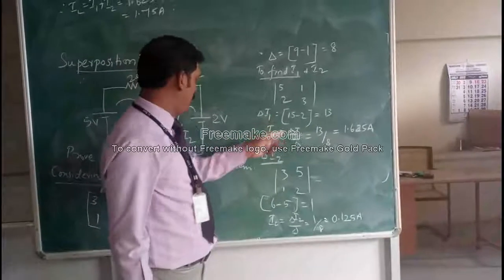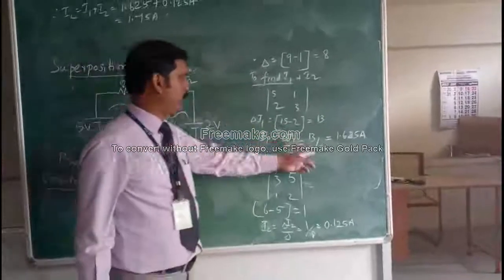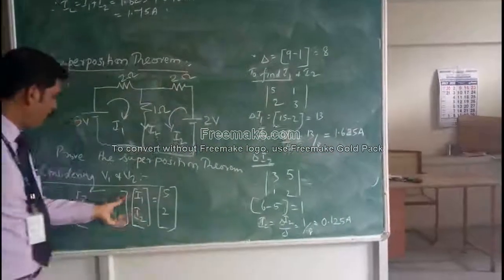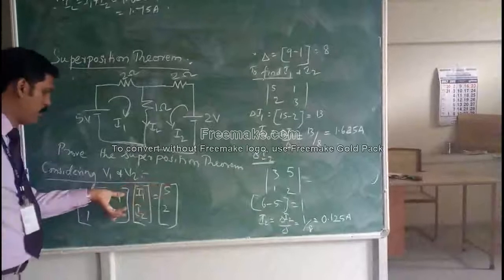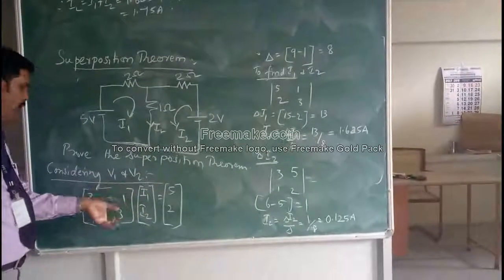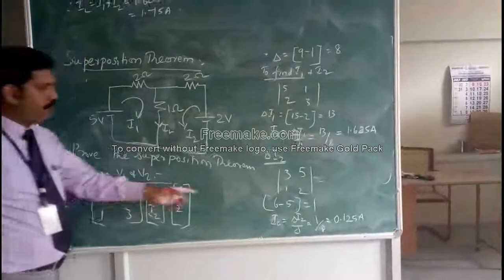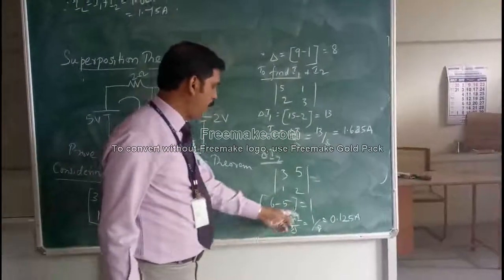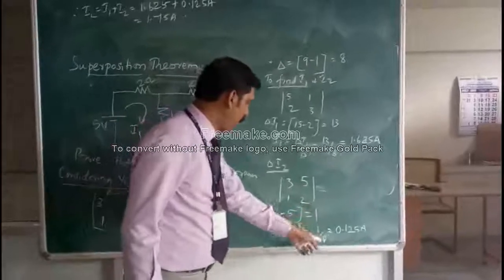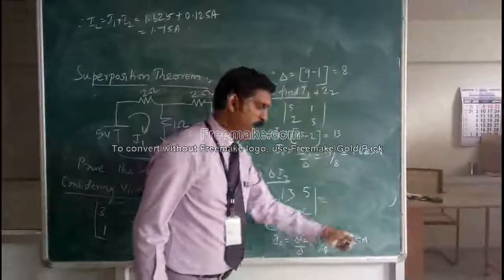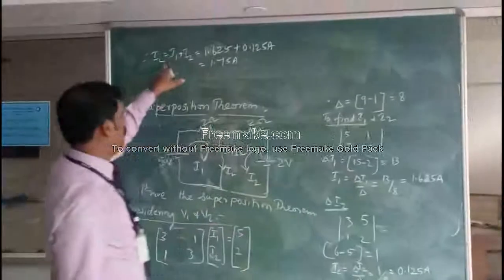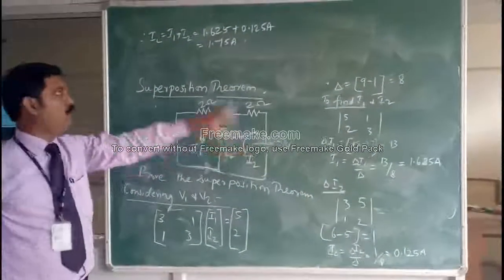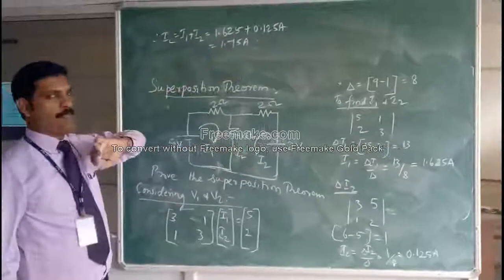So I1 is equal to del I1 divided by del, 13 by 8, which is 1.625. Now again I2, if I want I2, I have to replace this element with these voltage column elements. So 5 2 I substitute here, again it comes 6 minus 5. So the determinant value 6 minus 5 is 1, and del I2 is 1 and del is 8, so 1 by 8 is 0.125. So our net current flowing through this resistance, keeping both the sources active, is 1.75 ampere.